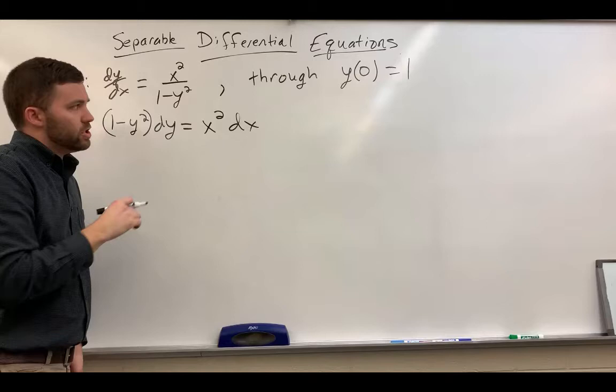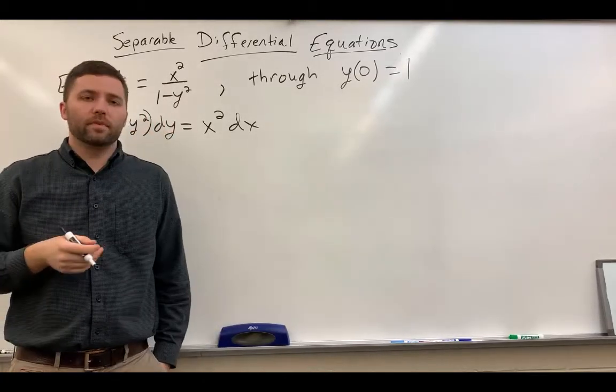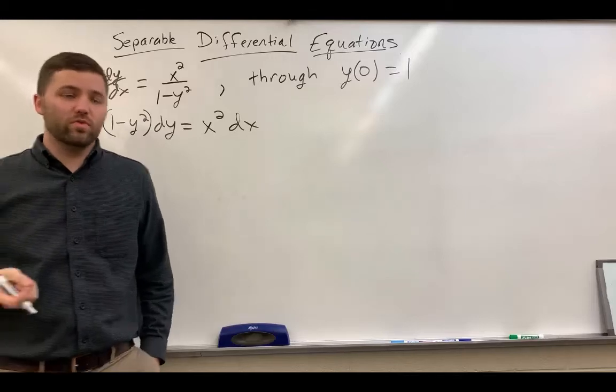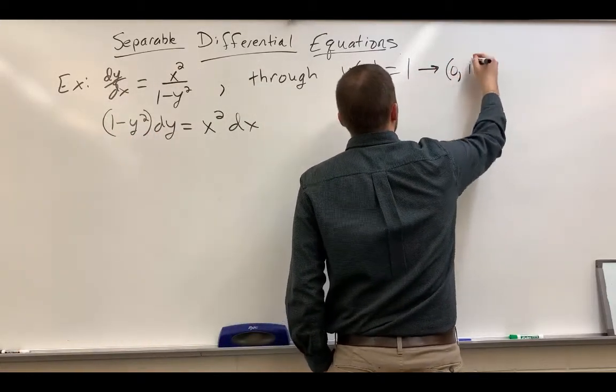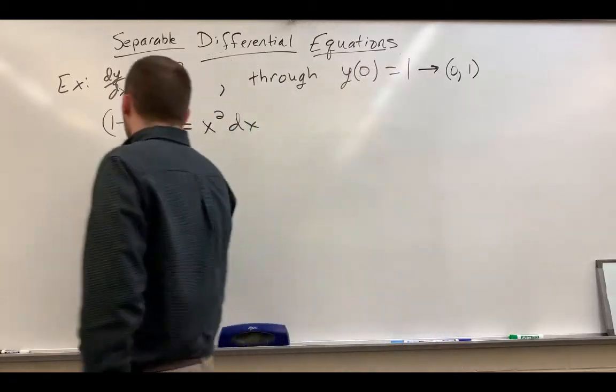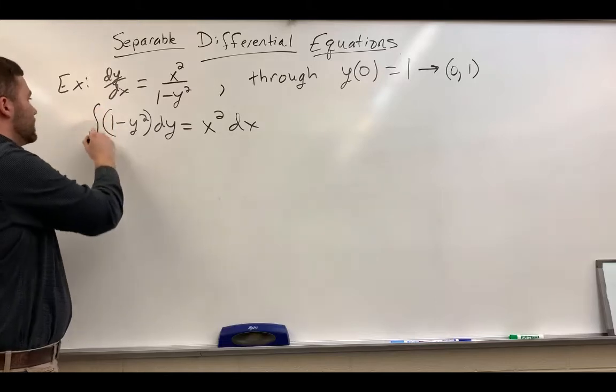All right. I should note, we want the solution through the point 0, 1. That's what y of 0 equals 1 means, so maybe you make a note of that. That means just go through the point 0, 1. All right, so here I have the differential equation. I have the variables separated. I want to antiderive now.